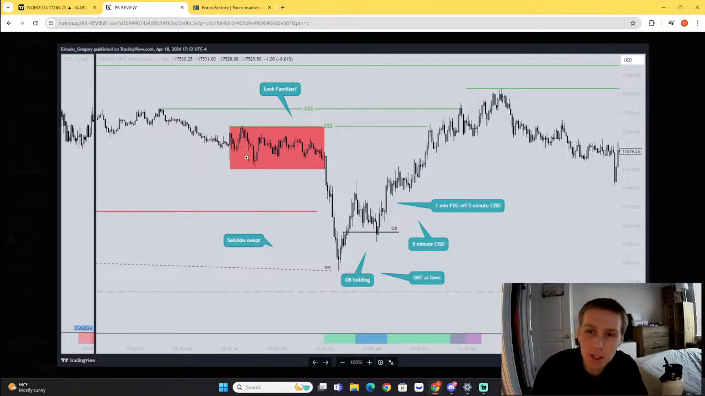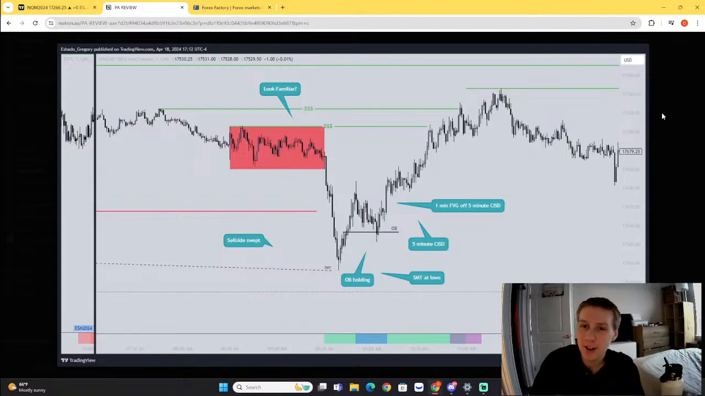But then we end up having this original consolidation. Does that look familiar? Original consolidation to then have that smart money reversal, SMT to really confirm that reversal, to then have change in state of delivery on the 1 minute here, to then return to this order block. That would have been your best entry. I wasn't able to capitalize off that.